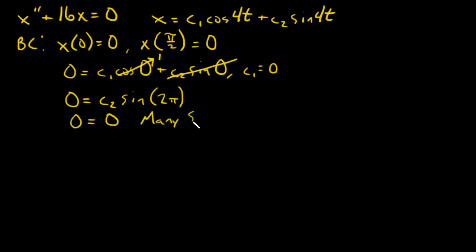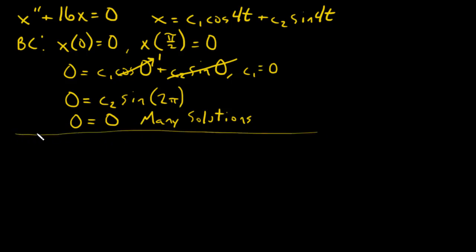It falls under that many category because I can plug anything I want in for C2 right now, and it's still going to hold true. So that's how you handle this type of situation where you have boundary conditions that result in kind of a tautology. If you've taken math logic, a tautology is a statement that's always true, and 0 equals 0 is pretty much a true statement. So that's the first look at it.